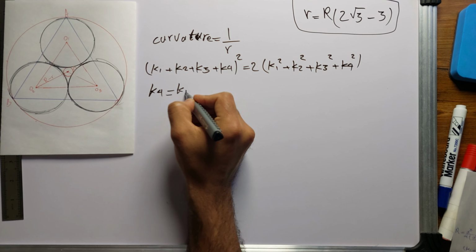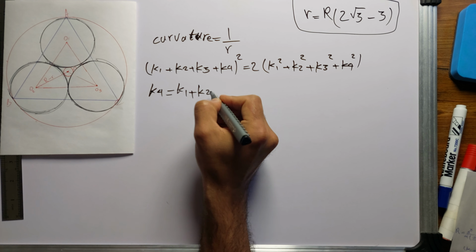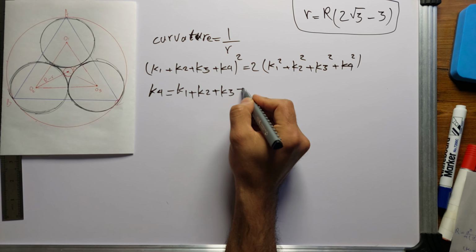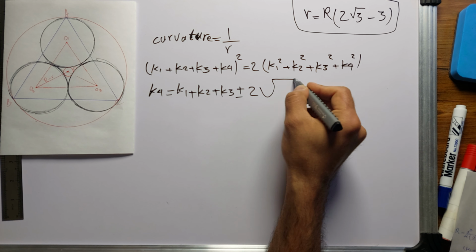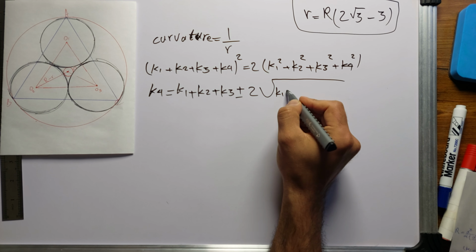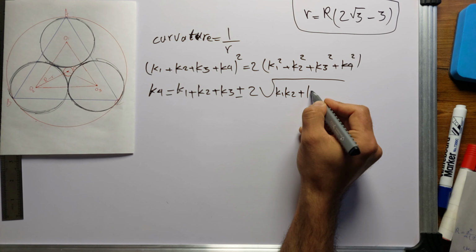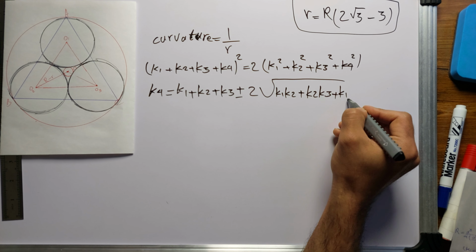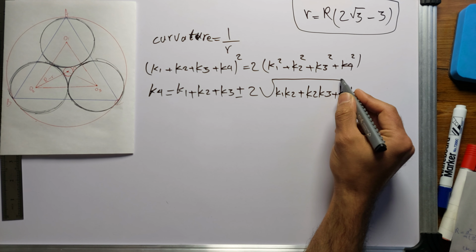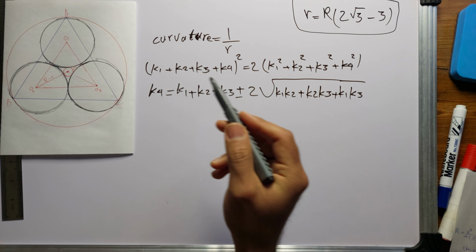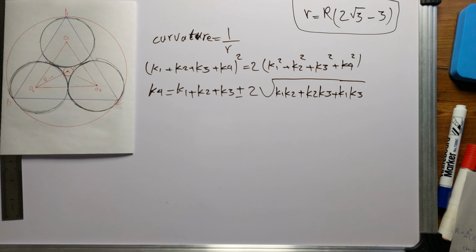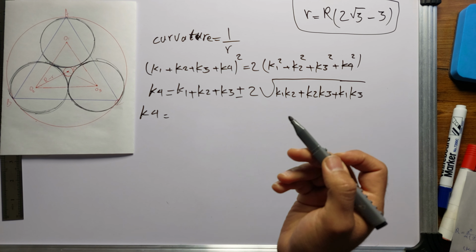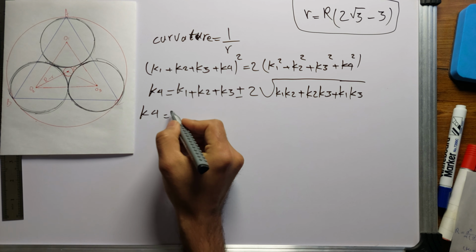but if we just need to solve for the fourth circle, we can see that it equals k sub 1 plus k sub 2 plus k sub 3 plus or minus twice the square root of k1 k2 plus k2 k3 plus k1 k3. So we have all of them, and we just can find it here. So k sub 4 equals, so what is the curvature of any of those circles? That's 1 over r, right?